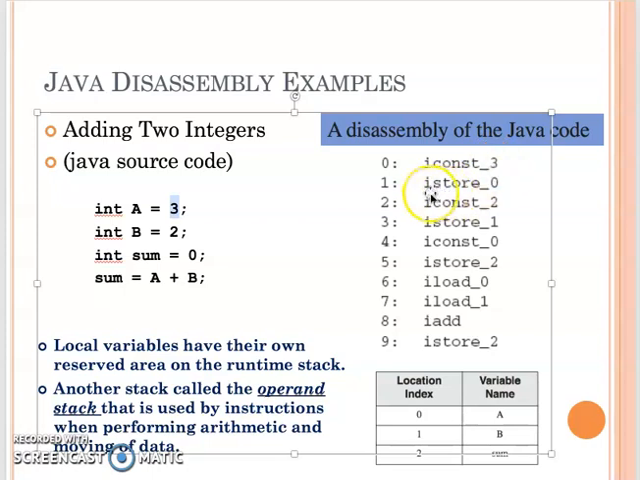Then the next instruction, we store the integer number into one integer variable. That variable we call 0, so they have a location index. Then again, I have constant number 2. I need to store that in B. So B is another location index. Each variable name has its location index. Then constant 0 for sum. So you see sum is number 2.